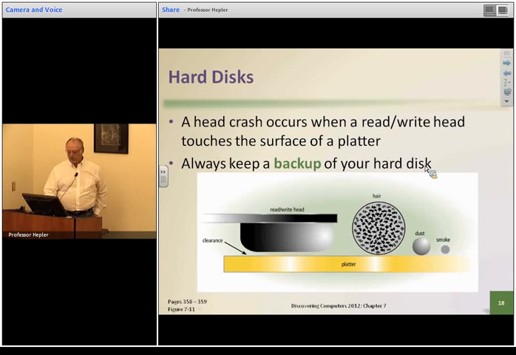Just to show you how close and how small the tolerances are, that's what this chart is showing you. The read-write head of the disk is here.